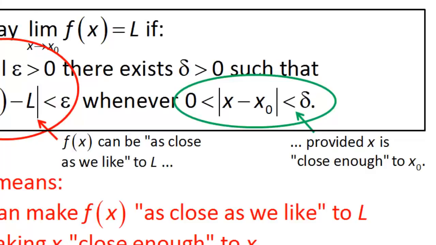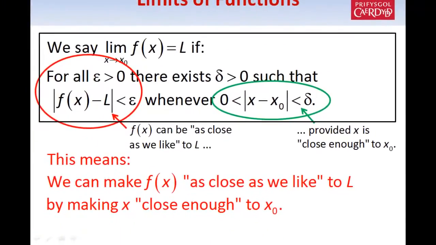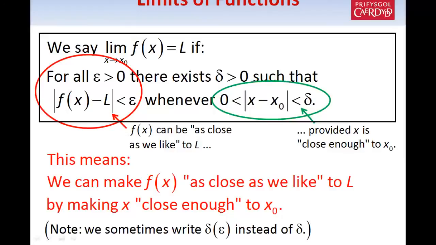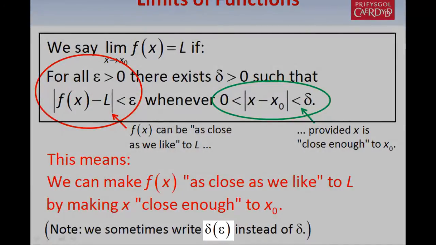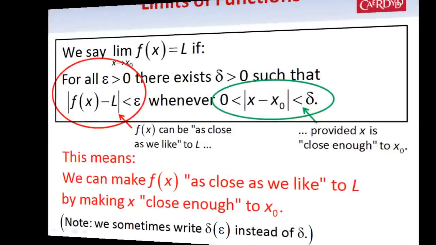It's just a question of working out how close x needs to be to x0. In other words, how small we need delta to be. And generally, the value of delta actually depends on epsilon, because the smaller epsilon is, the smaller we need delta to be, and we're going to illustrate that in a moment. And this is why we sometimes write delta of epsilon with the epsilon in brackets, because delta is actually a function of epsilon. In other words, delta depends on epsilon.